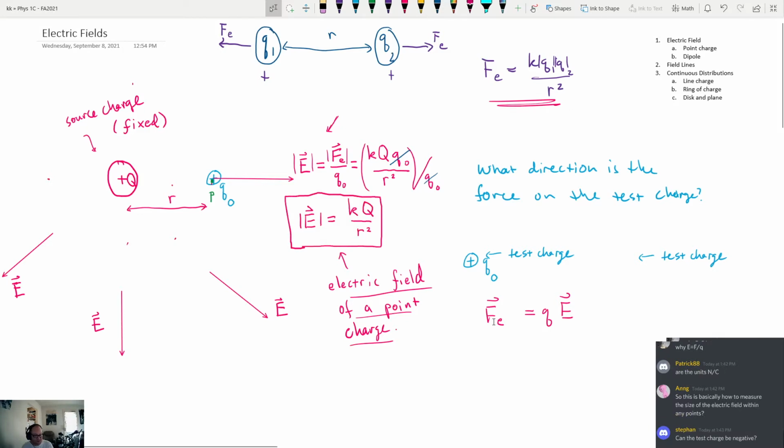Can the test charge be negative? Sure. Now the test charge, I've got to be careful about this. The test charge is a measuring device.